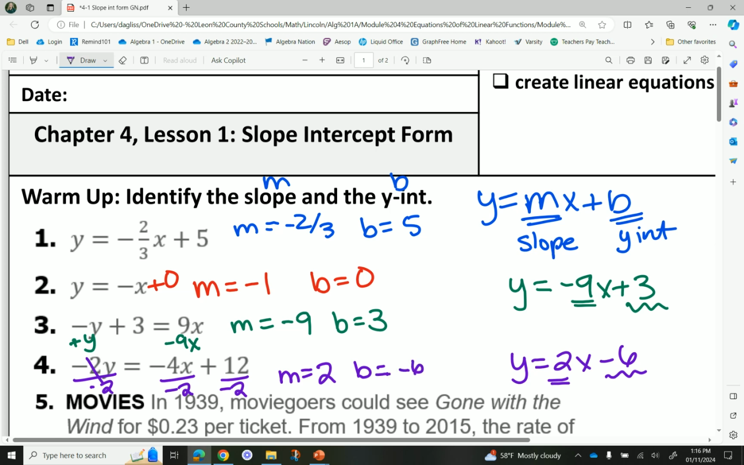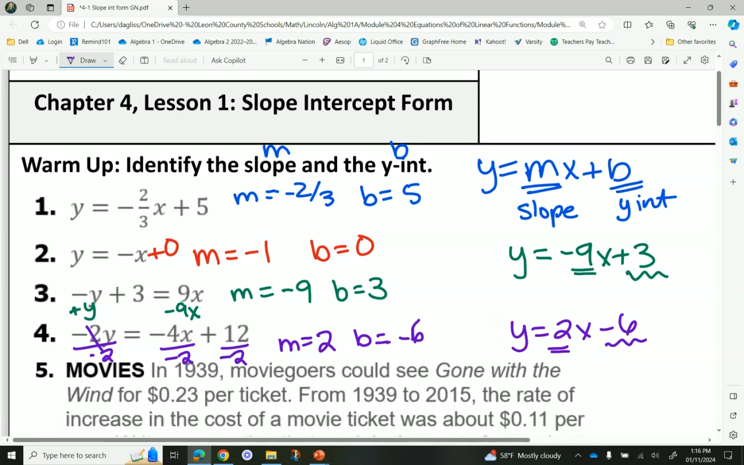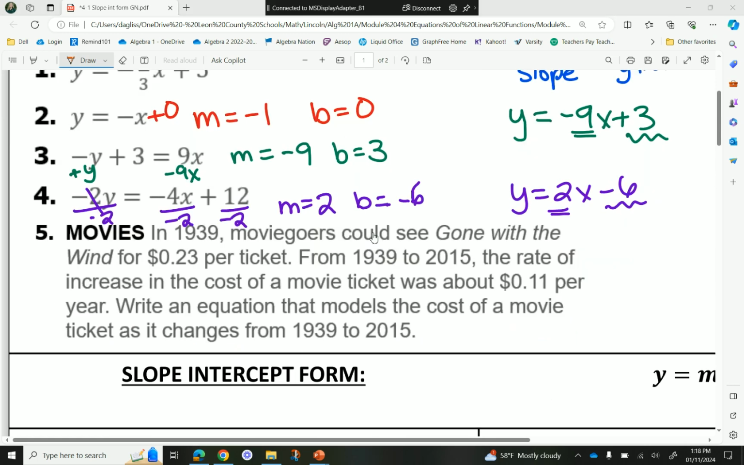Wait, what are you working? Yeah, you're working. Ooh. It's gonna explode! What?